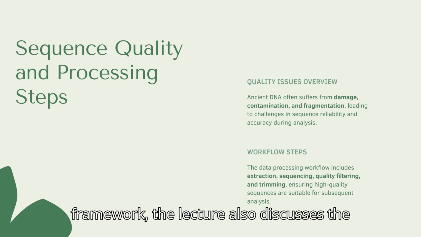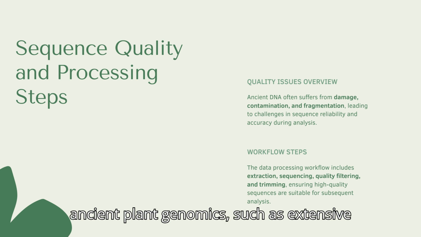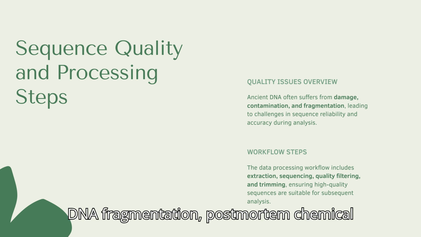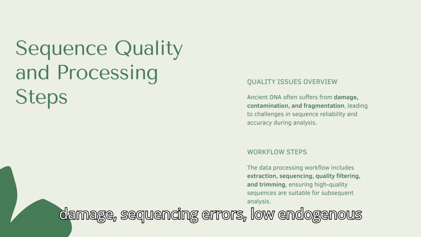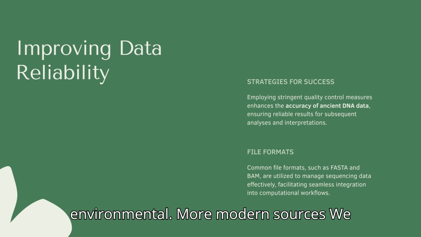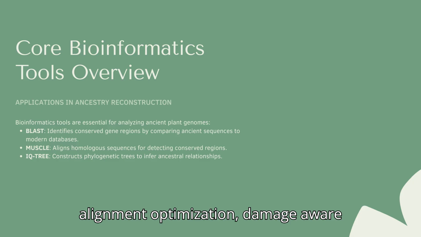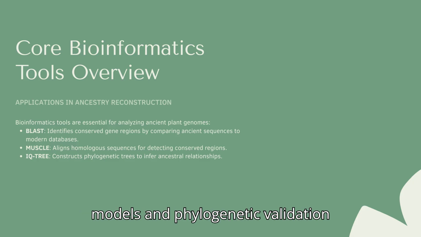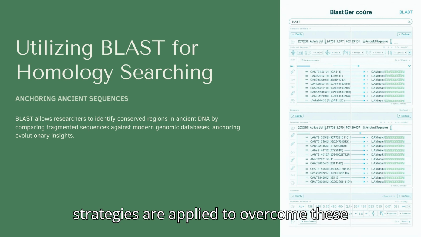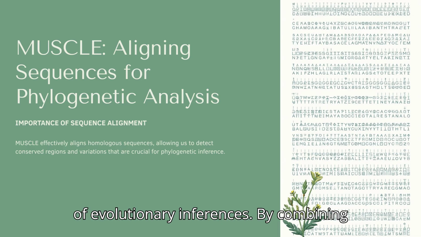The lecture also discusses the methodological challenges unique to ancient plant genomics, such as extensive DNA fragmentation, post-mortem chemical damage, sequencing errors, low endogenous DNA content, and contamination from environmental or modern sources. We highlight how bioinformatic filtering, alignment optimization, damage-aware models, and phylogenetic validation strategies are applied to overcome these limitations and improve the reliability of evolutionary inferences.